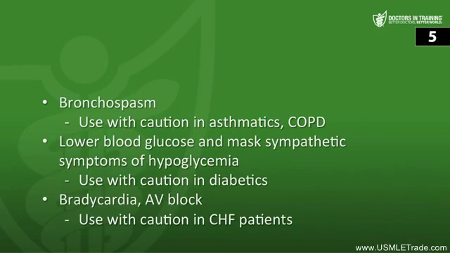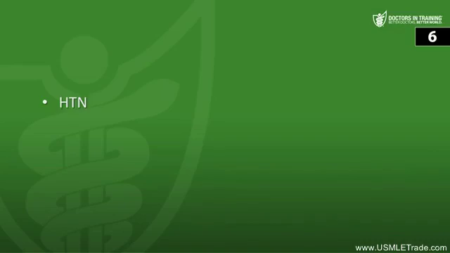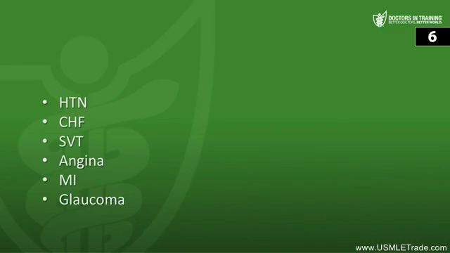And then they can also cause bradycardia and even an AV block. They can depress myocardial contractility, so you want to use caution in giving beta blockers to patients with really bad or uncontrolled CHF, especially in an acute exacerbation. Next, what are the various clinical applications of beta blockers? So beta blockers can be used for a lot of different things that we've gone over, primarily hypertension, but you can also use them for CHF, supraventricular tachycardia, angina, MI, and some beta blockers are used for glaucoma as well.